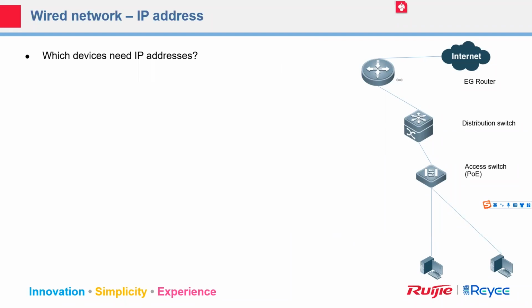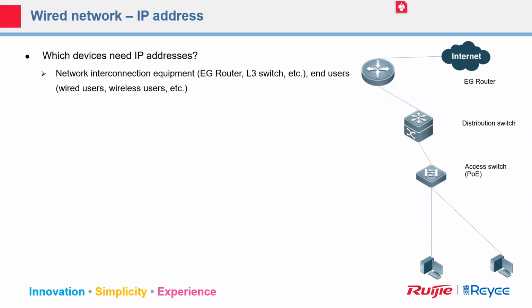Because in the chat window, I see some answers about the interface needing an IP address, right? And I also see the answer about the management IP address. This means for the network device. So which devices need IP address? I will also show you some answer.